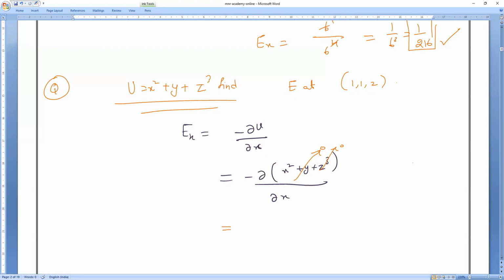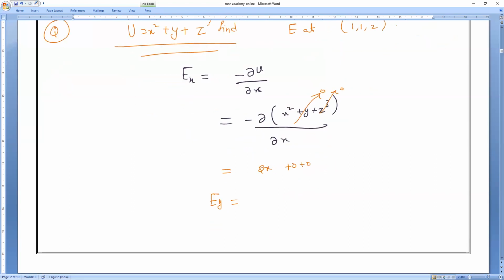So what will happen? Differentiation of x square, how much is the answer? 2x. So 2x plus 0 plus 0. That's all it is. Next, differentiation of y. Of course, forget about the minus. Minus is indicating just that it is acting in the opposite direction. So differentiation of y, what will happen?